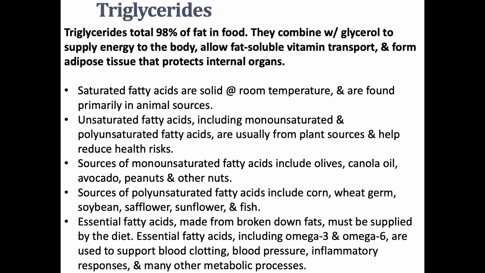Essential fatty acids you have to have in your diet in order for your body to function. So you have to eat them in order to get them. They're made from the breakdown of fat. Essential fatty acids include omega-3 and omega-6, and are used to support blood clotting, blood pressure maintenance, inflammation, and other metabolic processes, okay? And those are those eicosanoids that we were talking about earlier.